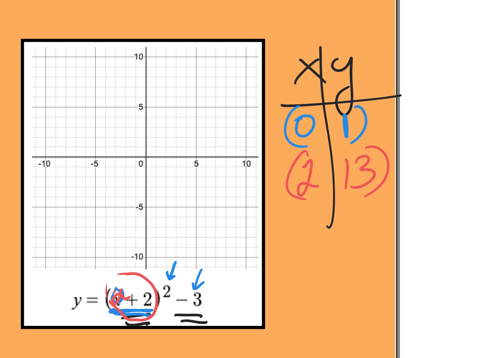Jordan, pick a number to stick in. 1. So we stick a 1 into the equation right here, and then the 1 goes here, and then what's 1 plus 2? 3 squared is? 9 minus 3? Did you have 1 comma 6? Maybe you weren't as fast as Jordan.